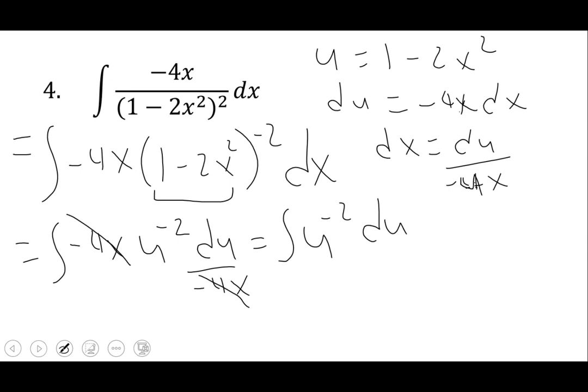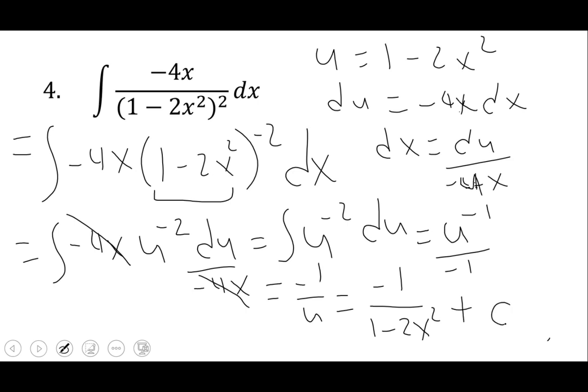So how do you integrate something to the negative 2 power? Well, you have to raise it to the 1 higher power. And of course, remember that 1 higher than negative 2 is actually negative 1. So this becomes u to the negative 1. Don't forget to divide by negative 1. If you were to simplify that, that would actually become negative 1 over u, which means your final answer to this problem is negative 1 over 1 minus 2x squared, and then don't forget the plus c.